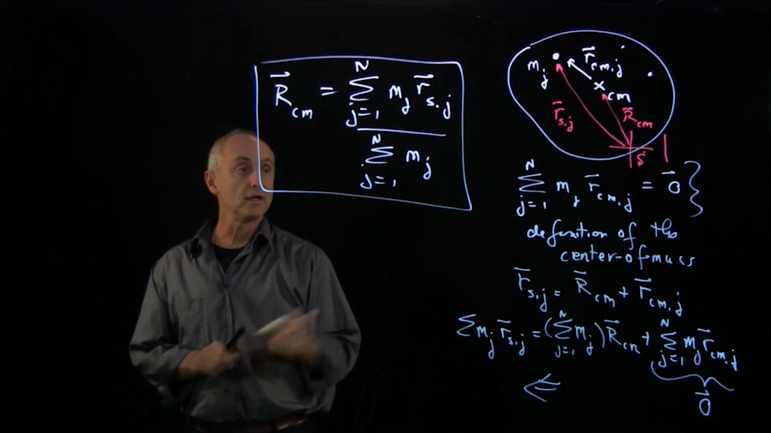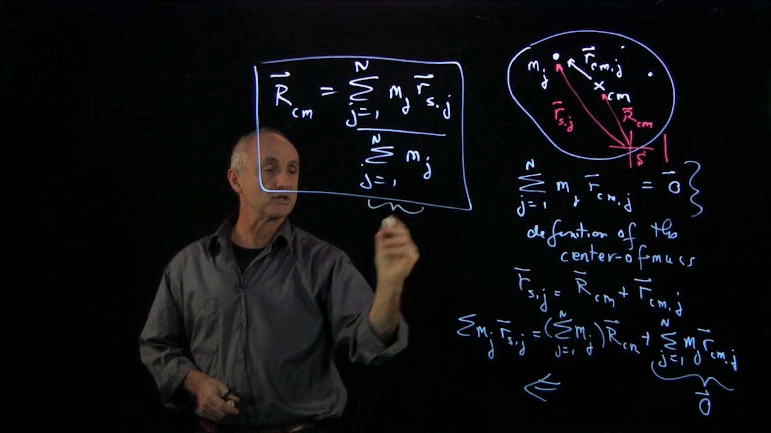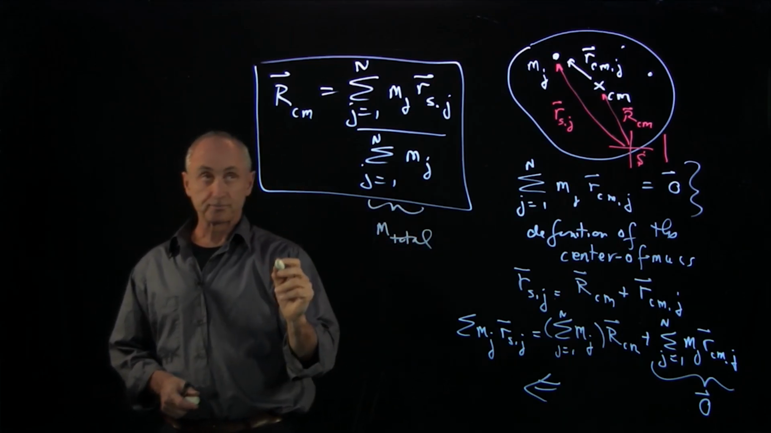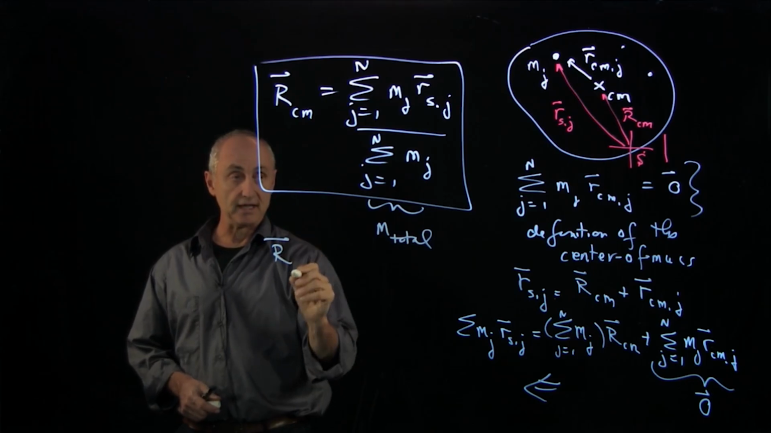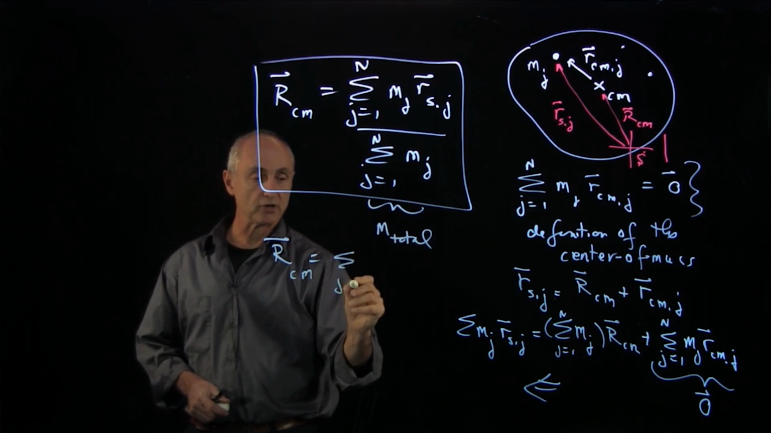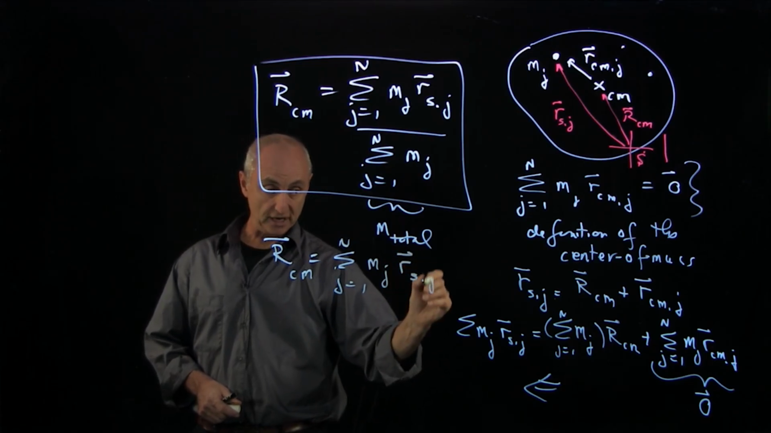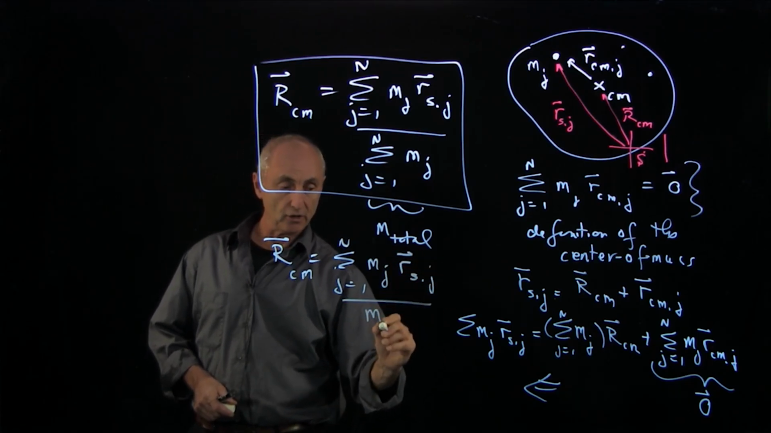And now, let's just rewrite this because the denominator is the total mass. And what we see is that rcm equals the sum as j goes from 1 to n of mj rsj divided by the total mass.